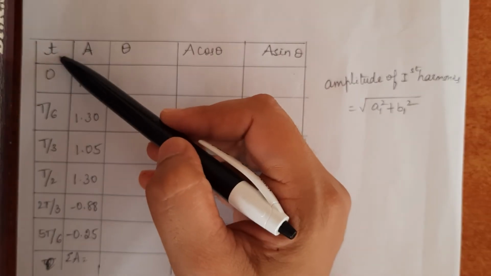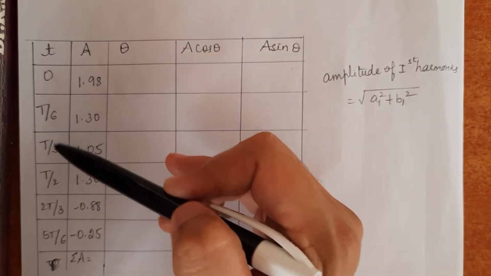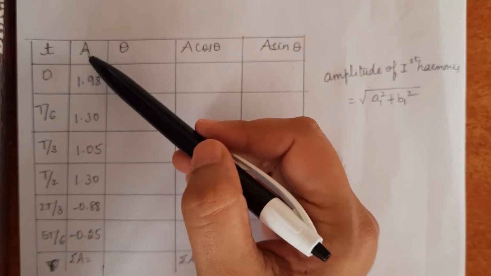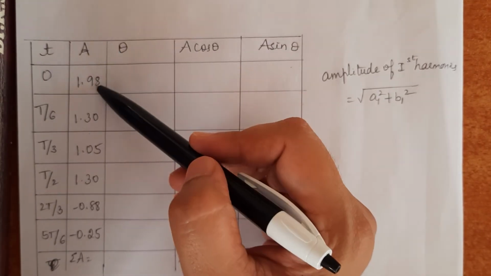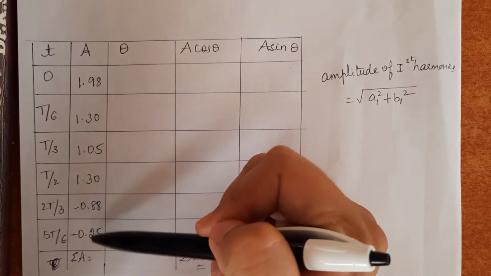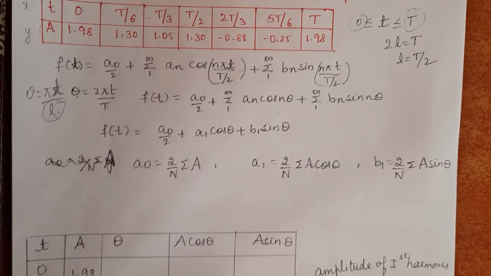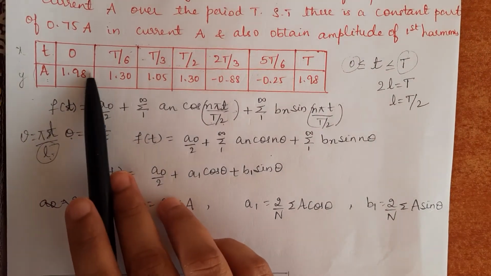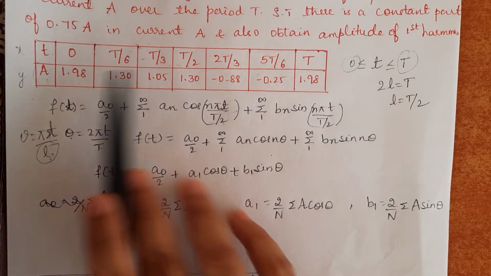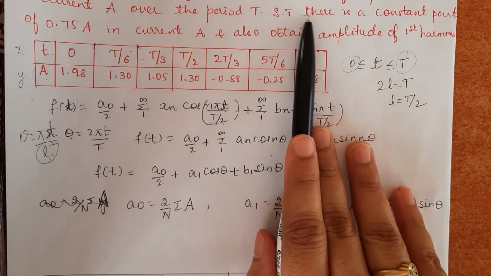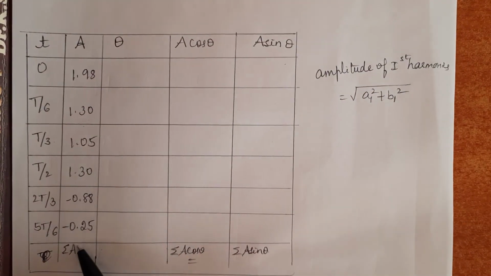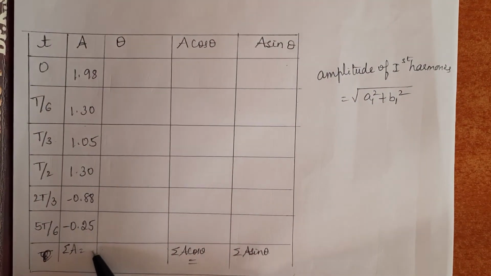Small t values are 0, T by 6, T by 3, T by 2, 2T by 3, 5T by 6, and corresponding A values are 1.98, 1.3, 1.05, 1.3, minus 0.88, minus 0.25. And one more thing you should notice in this problem: the first value and the last value of A are the same, so I am neglecting the last value while constructing the table.